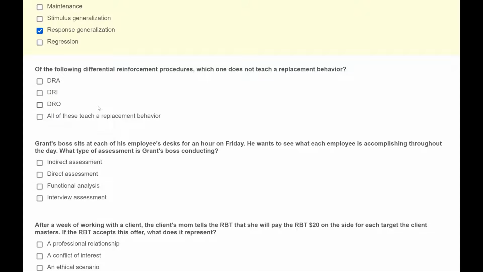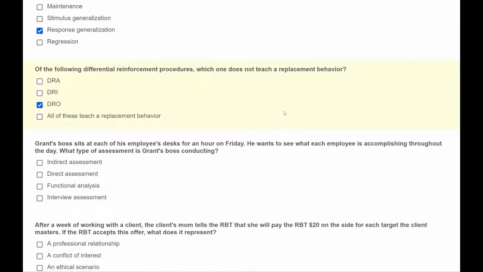DRA, DRI, we're picking a target behavior. Whenever that behavior is occurring, we're reinforcing. We're teaching replacement behaviors with DRA and DRI. We are not with DRO. If we go back to our question, it asks specifically, of the following differential reinforcement procedures, which one does not teach a replacement behavior? Well, we just said DRO.